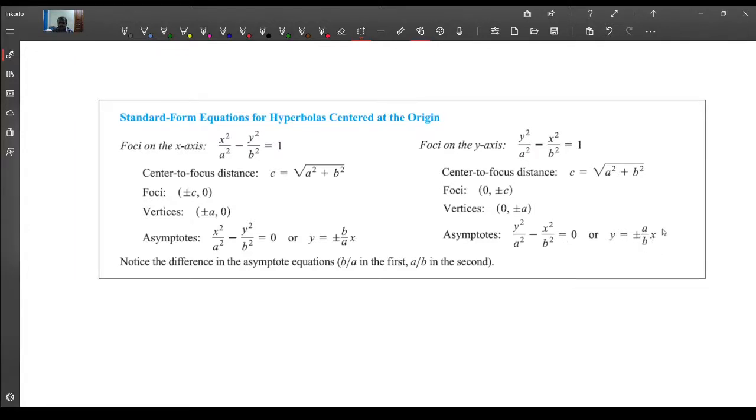So there is a difference here. If the focal axis is the x-axis, asymptotes are y is equal to plus or minus b by a into x. And if the focal axis is the y-axis, asymptotes are y is equal to plus or minus a by b into x.